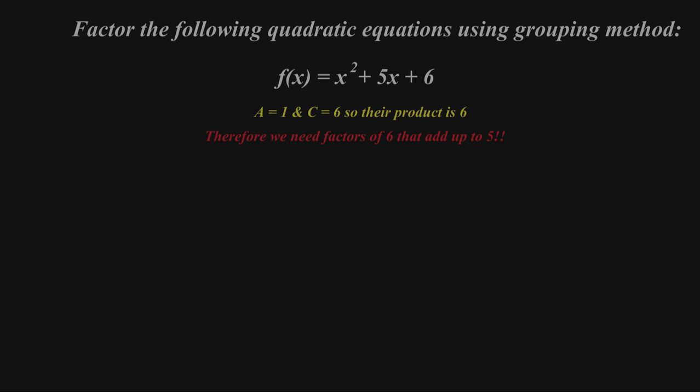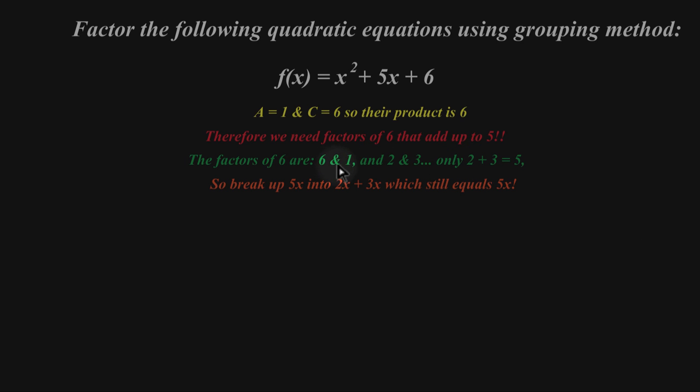Alright, so once we know that, we ask ourselves, what are the factors of 6? Well, 6 and 1, and their negative counterparts, negative 6 and negative 1, 2 and 3, and negative 2 and negative 3. Their negative counterparts aren't going to work because we have a positive 5, and we see that 2 plus 3 does equal 5.